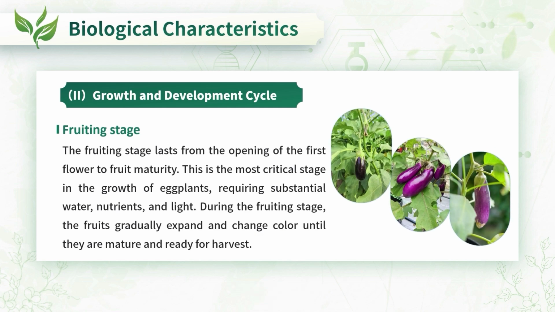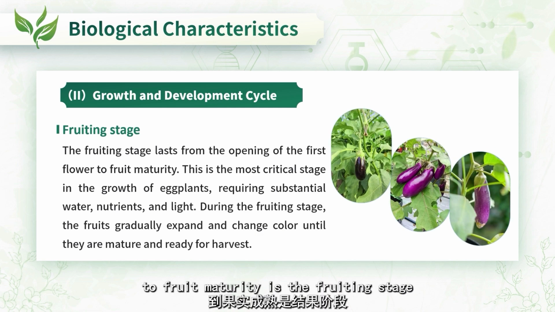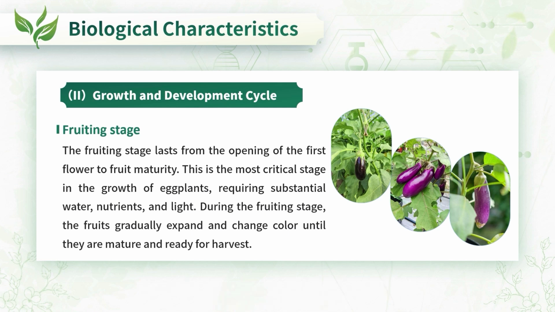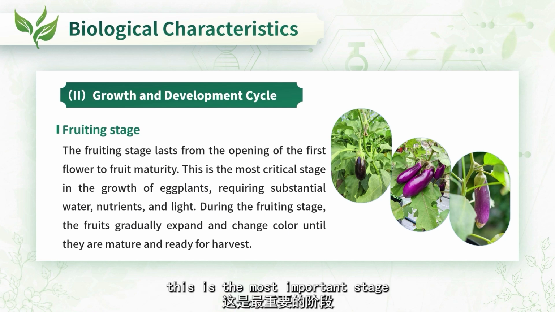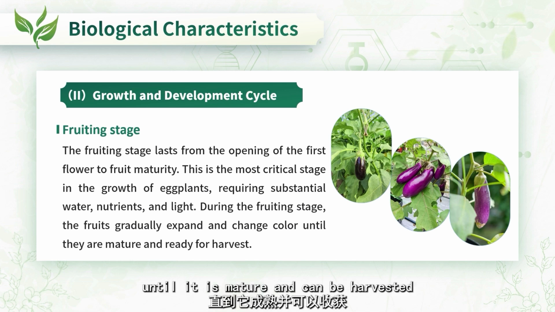Fruiting stage. From the opening of the first flower to fruit maturity is the fruiting stage. This is the most important stage in the growth process of eggplants, and requires a large amount of water, nutrients, and light. During the fruiting stage, the fruit will gradually expand, and the color will gradually change until it is mature and can be harvested.